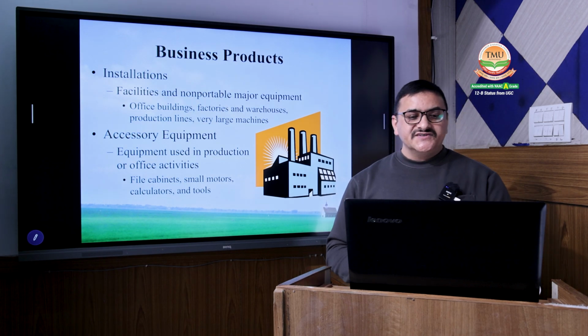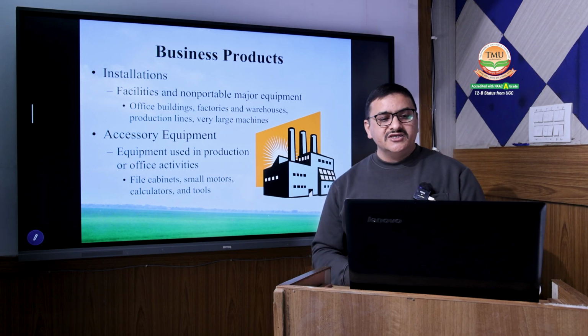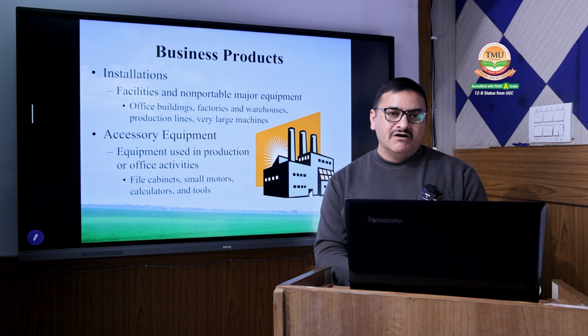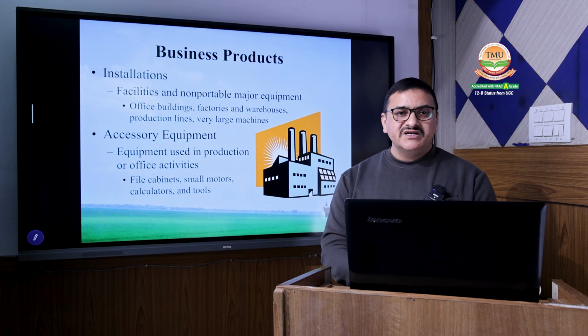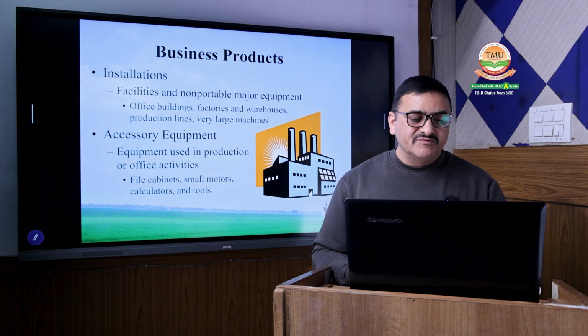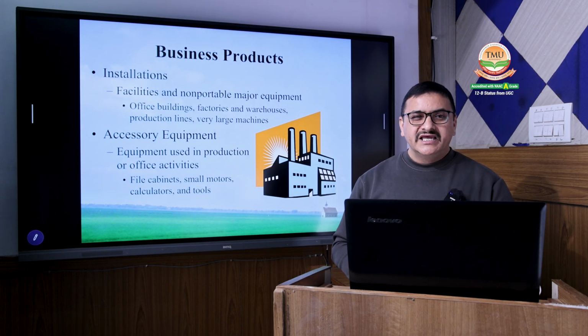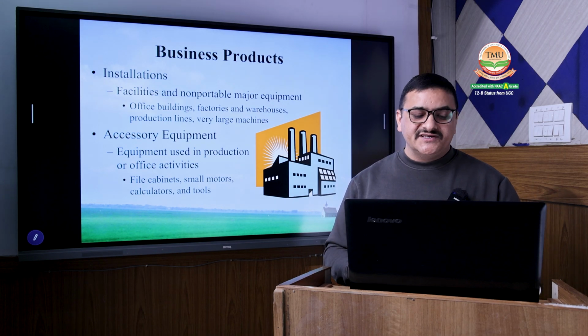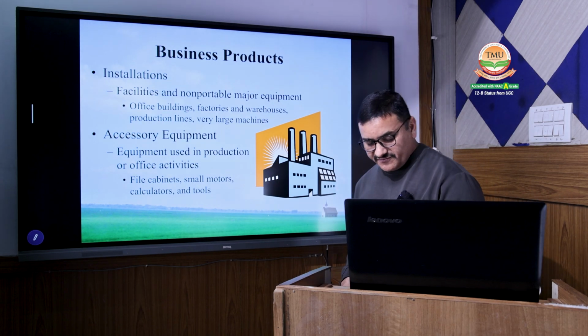Then we have accessory equipments. Accessory equipment means these are used in production or office activities. For example, all types of file cabinets, small different types of motors, calculators, and so many different varieties of tools are classified as accessory equipments.